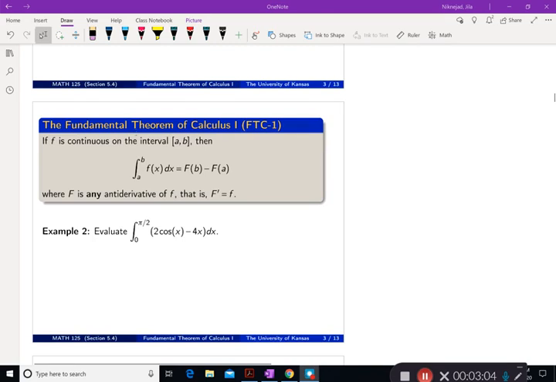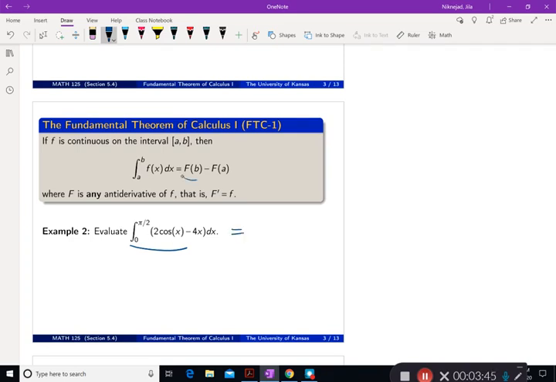Again, the fundamental theorem of calculus, part 1, is that for a continuous function, the definite integral from a to b of f of x dx is equal to F of b minus F of a, where the derivative of capital F is equal to lowercase f. And so now let's evaluate this one. Again, another definite integral. So I know I have to take the antiderivative first.